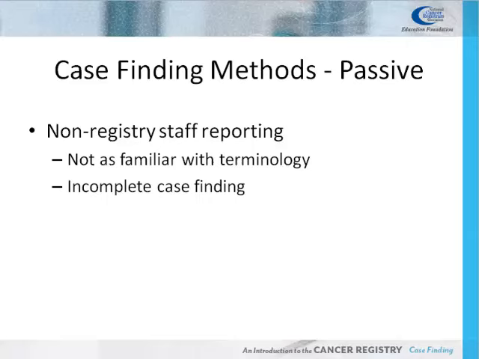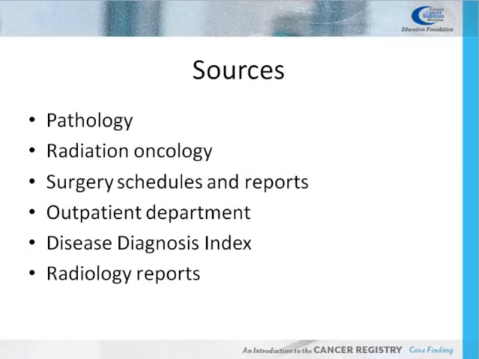Passive case finding occurs when other departments notify the registrar of potential reportable cases. A concern with passive case finding is that non-registry staff are not as familiar with reporting criteria and terminology, so potential cases may be missed and incomplete case finding may occur. Most registries use a combination of active and passive case finding.